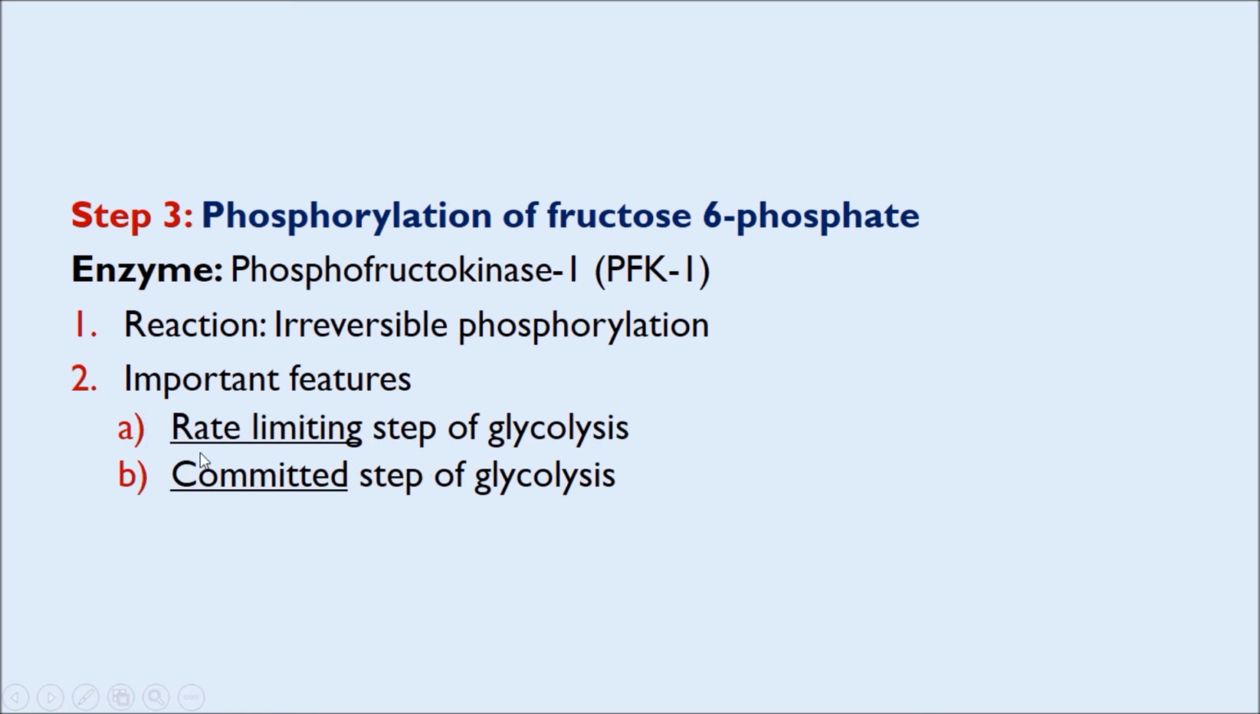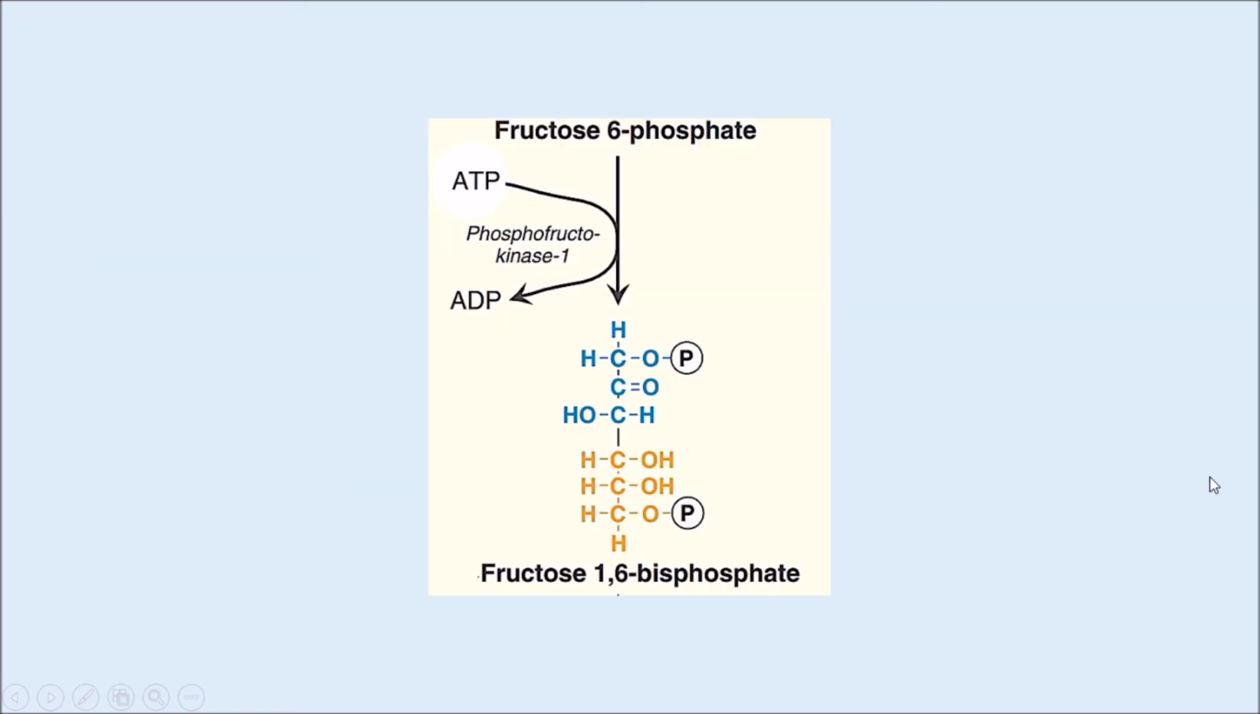The committed step of glycolysis means once the substrate enters into this reaction, the product which is formed is destined to undergo the subsequent steps of glycolysis. The reaction showing phosphorylation of fructose 6-phosphate. Fructose 6-phosphate is phosphorylated to fructose 1,6-bisphosphate.